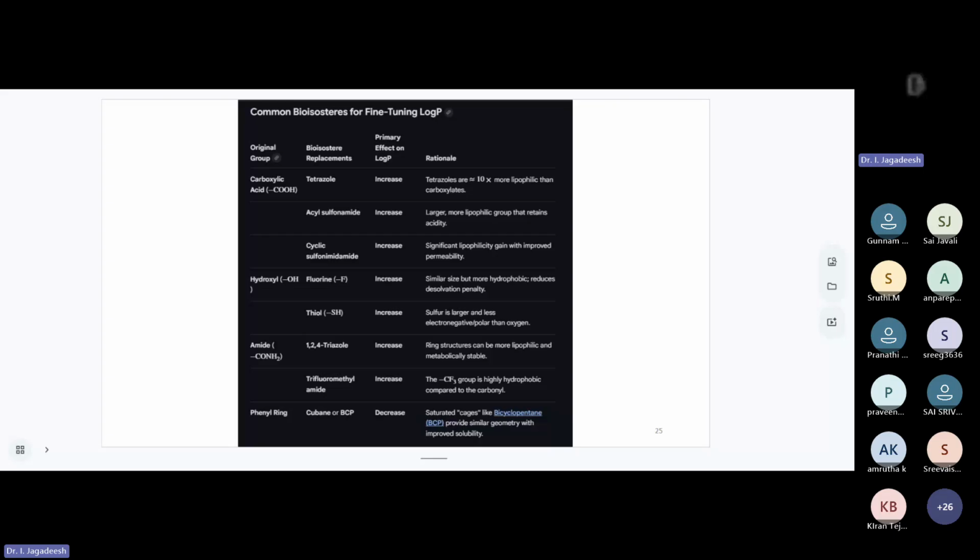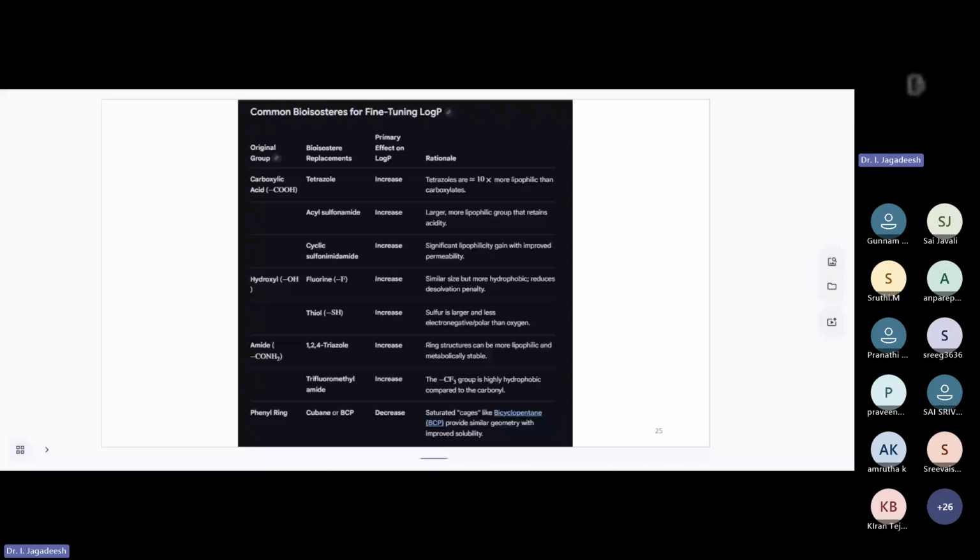Thiol groups: in place of O, we are replacing with sulfur. So the thiol group increases the log P value because sulfur is larger and less electronegative and less polar than oxygen. That is the reason it has an increasing effect. If an amide group is replaced with triazole, it increases again. And for the trifluoromethyl group, in place of hydrogen we are using fluorine. That is going to give more hydrophobicity and less proton donating capacity, which is going to increase the log P value.